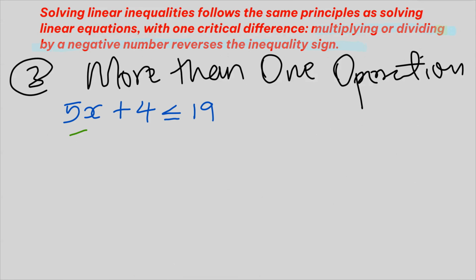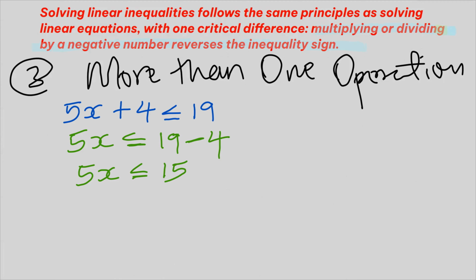So we just have our 5x here, and then we'll take the positive 4 to the other side. This is our sign, and then you have 19, and when we take our positive 4 to the other side, it becomes a negative. So we'll have 5x, this is just our sign, 19 minus 4 is 15.